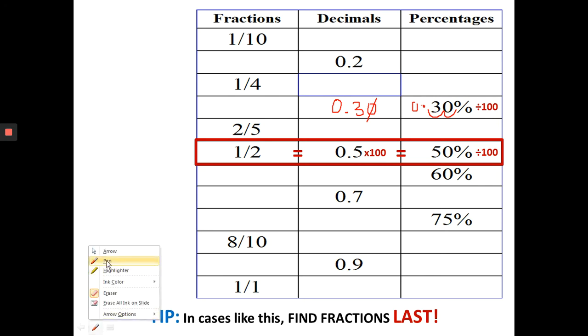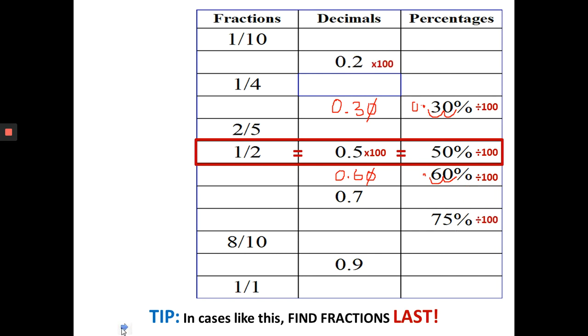Now let's proceed to the other tables. Now let's proceed here with 60%. Move 2 places, 1, 2, and then that's the decimal point. So it's 0.60. You can just take out the 0. The same with 75. So 75 divided by 100, that is 0.75. Okay, now we're done with the percentages.